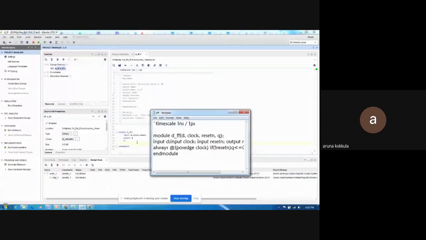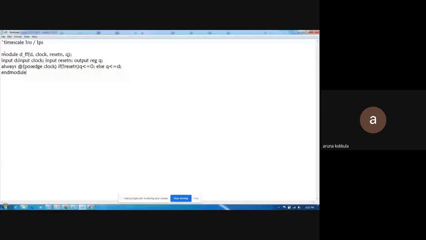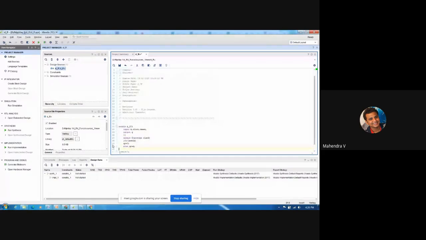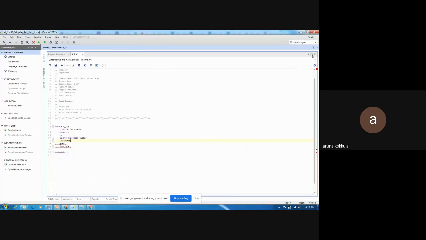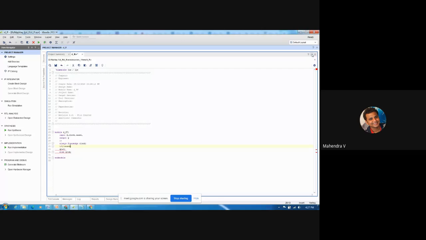Now, the code. First start with an always block: always at the positive edge of the clock. If reset. Can you maximize this? Actually, it is very small on my laptop. Okay, sir. Proceed.